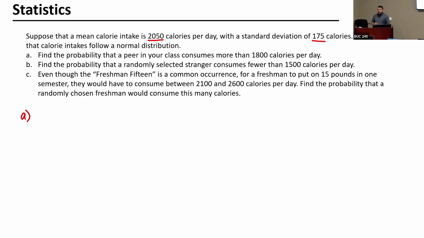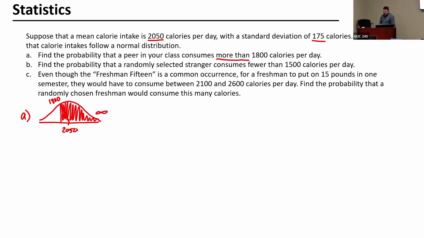A says this: find the probability that a peer in your class consumes more than 1,800 calories per day. Looking at this real quickly, if I just draw myself a quickie little graph here, I know my mean is at 2050, and 1,800 is going to be roughly right about there. Am I going to be looking to the area to the left or to the right? To the right. More than. Look for those words, more than. And so I'm going to calculate this to infinity.